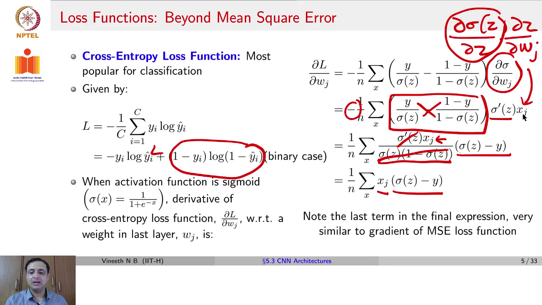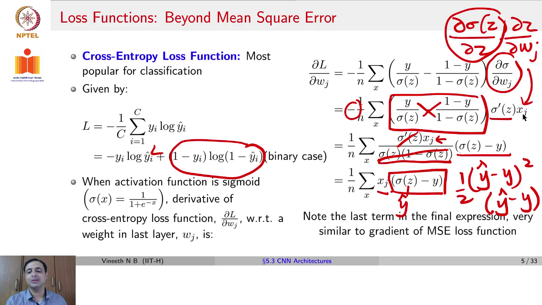What's interesting here is that this term is very similar to the gradient of the mean square error. Remember, sigma of z is y hat. So even in mean square error, when you have half of y hat minus y whole square, if you differentiate, you would get y hat minus y in the loss. So the gradient of the cross entropy looks very similar to how the gradient of the mean square error looks.